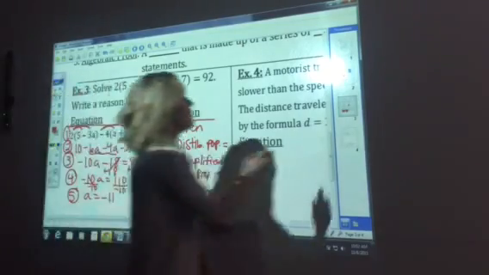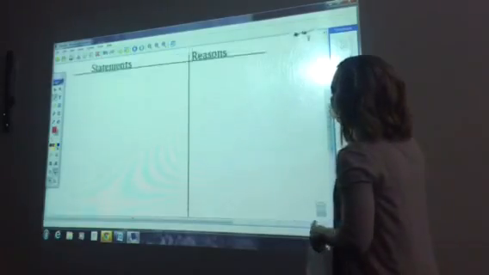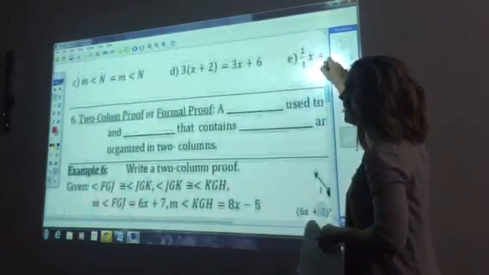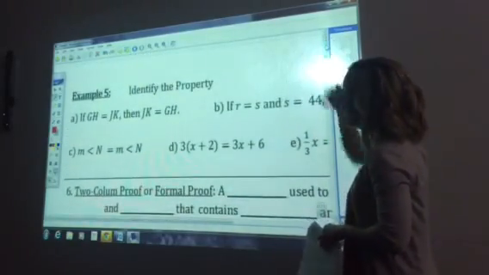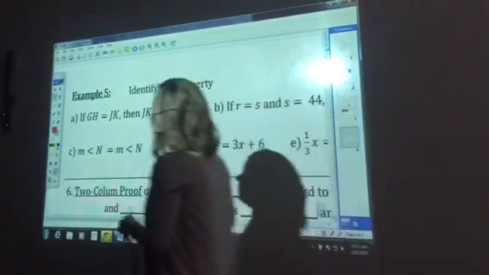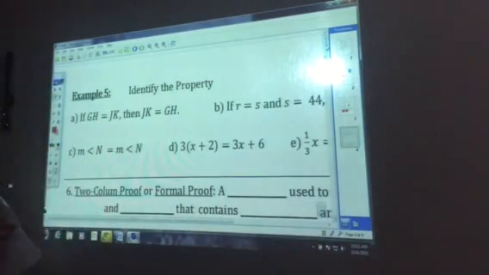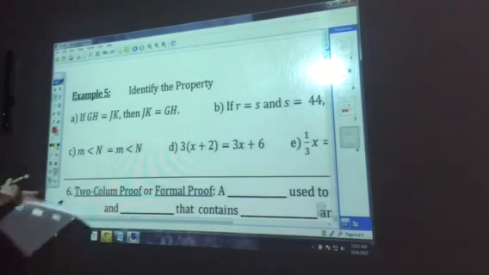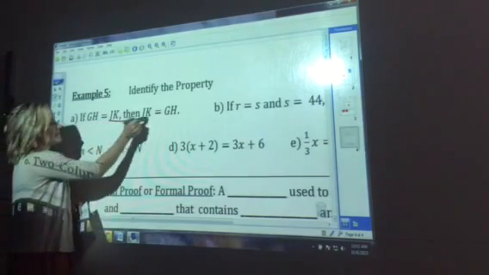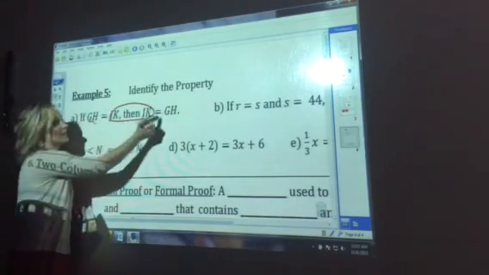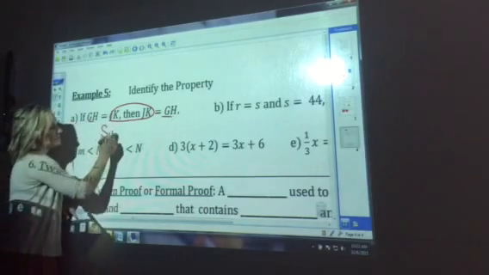You're going to have some that you're also going to be given problems, and I'm going to ask you to tell me what property is going on right here. So on example 5, it says if GH equals JK, then JK equals GH. Remember, the symmetric property says if you got the same in the middle and the same on the ends, then that would be the symmetric property.